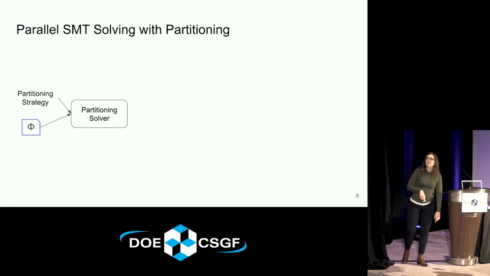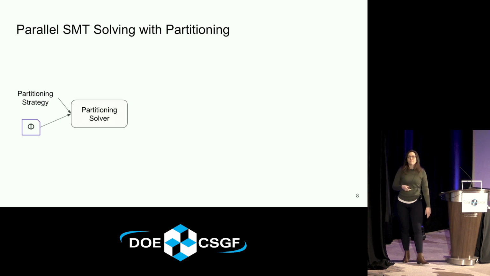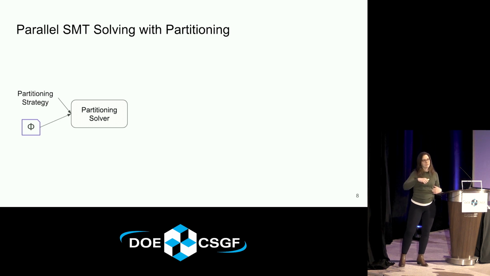Okay, so how do we do parallel SMT solving? Our input to a partitioning solver, which is what's going to make the partitions. This is a sequential step. It's a partitioning strategy, and we're going to talk about those in a minute, so let's just put a pin in it. And our input formula, so our set of constraints that we want to try to solve in parallel.